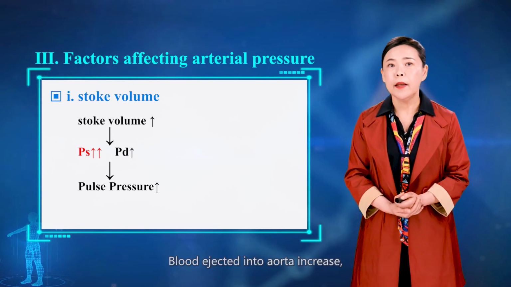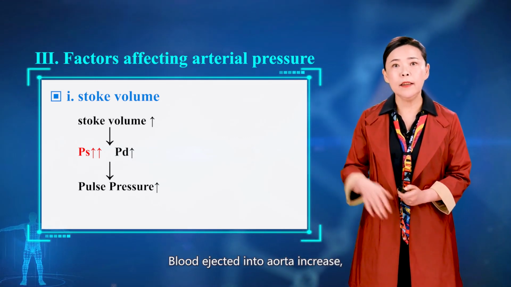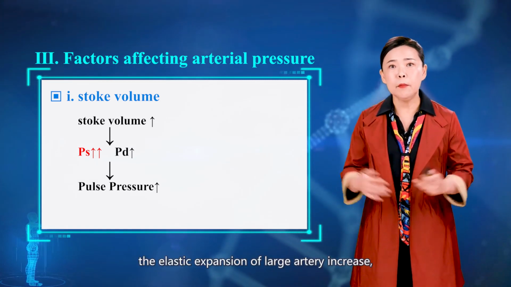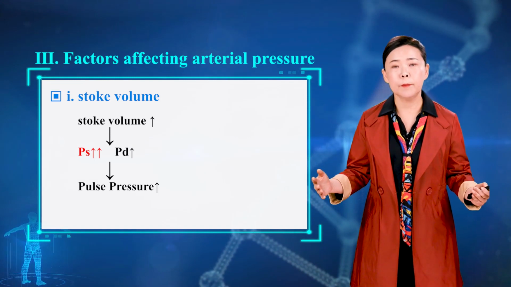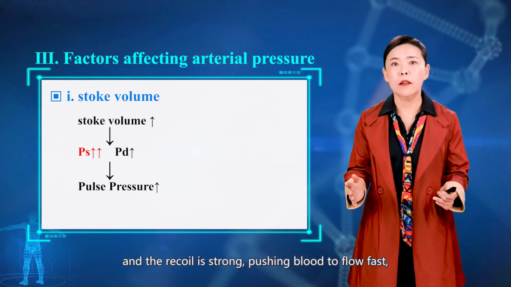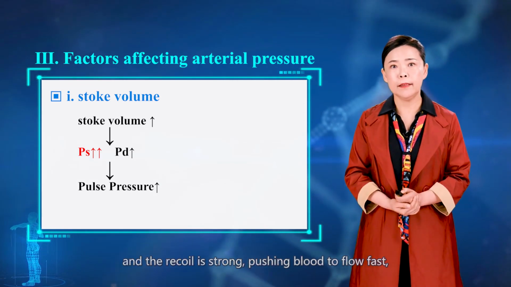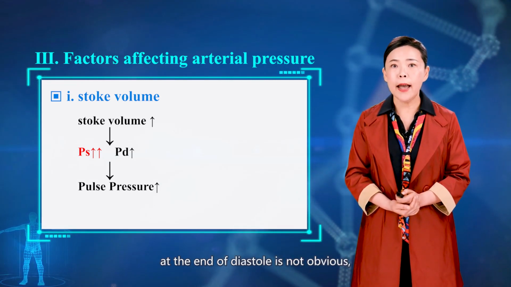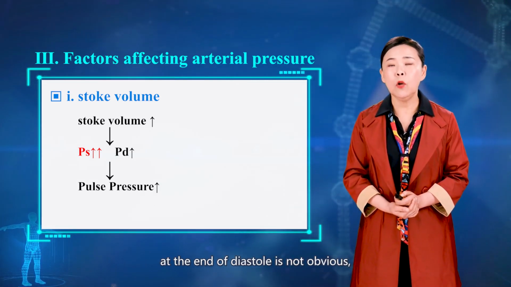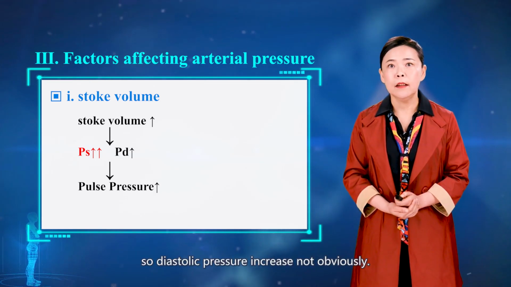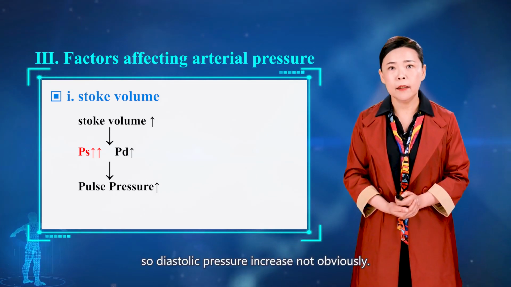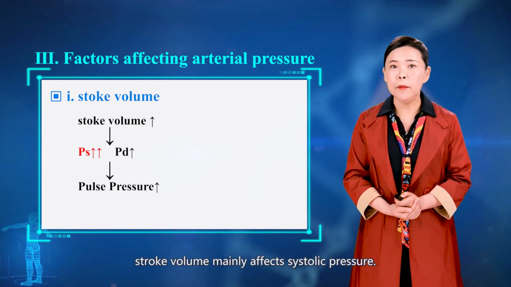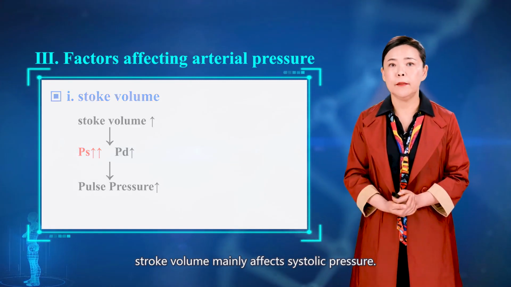But why? Blood ejected into aorta increases. Systolic pressure increases. The elastic expansion of large artery increases, and the recoil is strong, pushing blood to flow fast. Therefore, the increase of blood volume in artery at the end of diastole is not obvious. So, diastolic pressure increases not obviously. Therefore, stroke volume mainly affects systolic pressure.